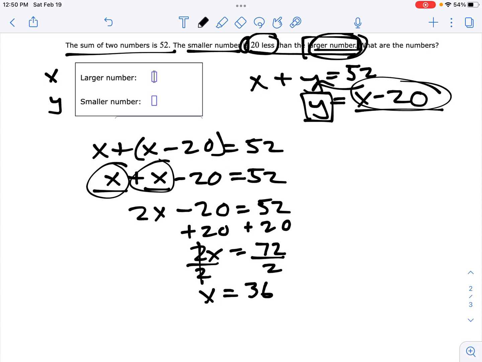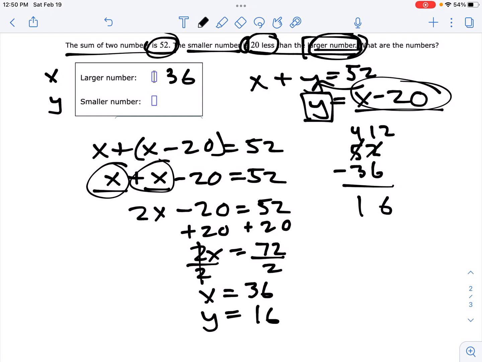So 36 is my larger number, right? And now my smaller number is going to be, well, let's take 52 and let's subtract 36 from it, right? So 52 minus 36. I'm just using that sum of two numbers is. So if I do that, you get 6, you get 4, that was 12, right? 4, so you get 16. So y is 16, and that is my smaller number. And if you look then at the other equation, is this number 20 less than this one? And yeah, it is. So we did good. Nice work.